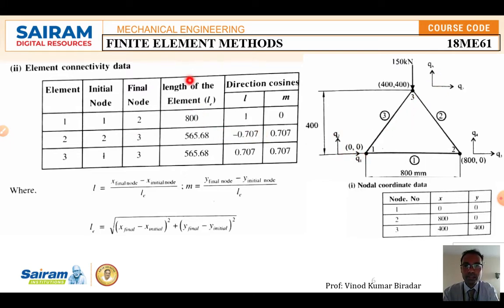Coming to the next column, that is the length of the element. For the first element they have given 800. This length is not given, so you need to calculate it. You can calculate it using Pythagoras or this formula, and you are going to get the same answer.